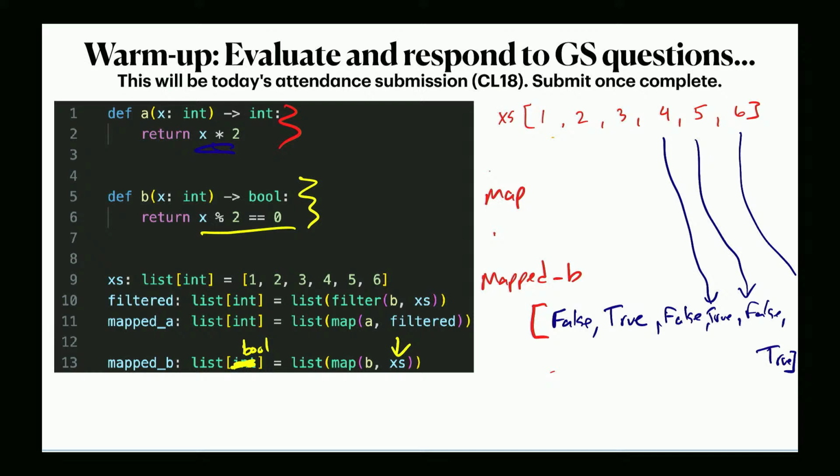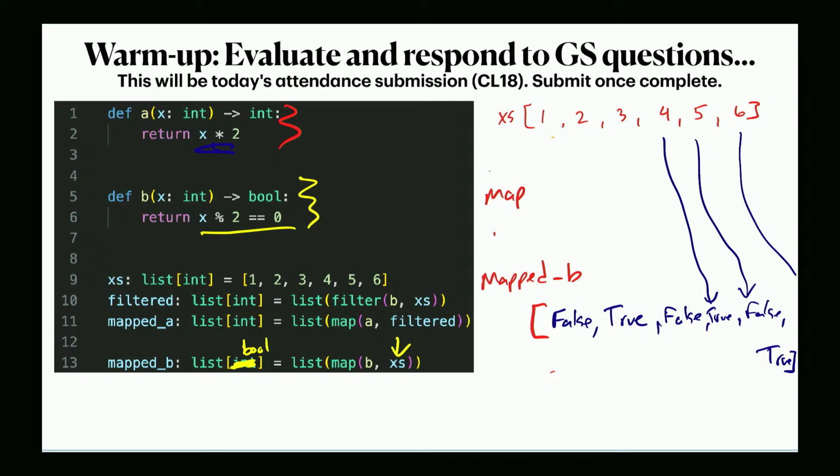One other key difference between filter and map is when you map, you always expect the same number of output results as input results. And here, because we had 6 values, 1 through 6 in x's, when we map b, which is just testing even or odd, we're going to get a resulting list that has 6 items as well.